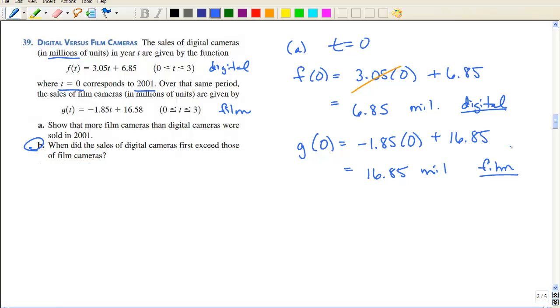So how are we going to find that out? Well, I guess we could just plug in numbers and say, oh, yep, this one's bigger. But the easiest way is, when were they equal? Once we find out what year they were equal, then we can look and say, the film ones kept growing faster. I'm sorry, the digital ones kept growing faster. So let's set these two functions equal to each other.